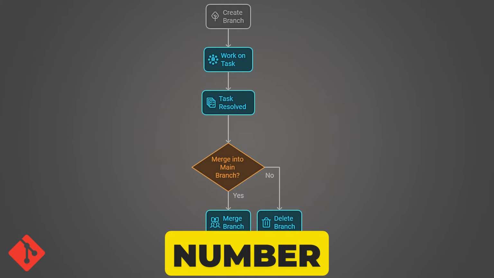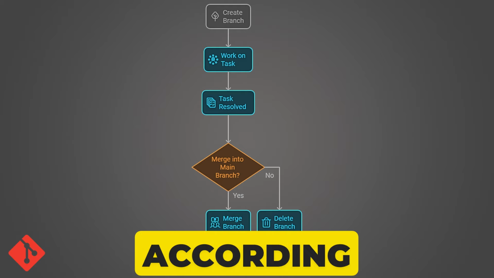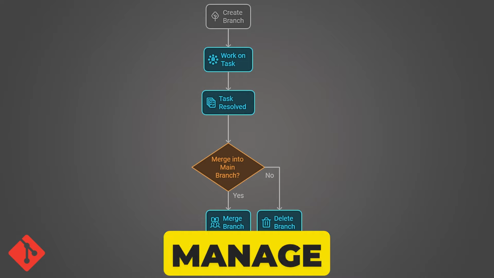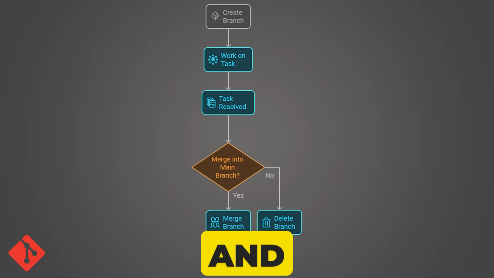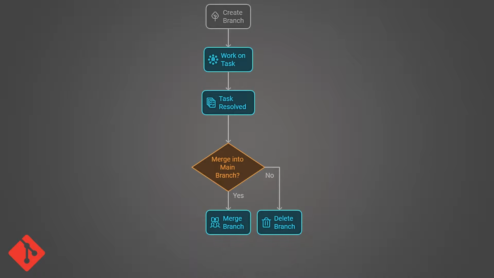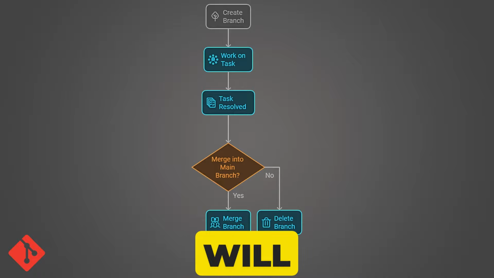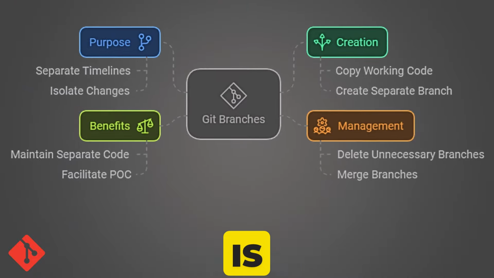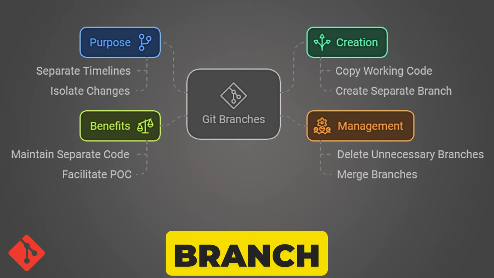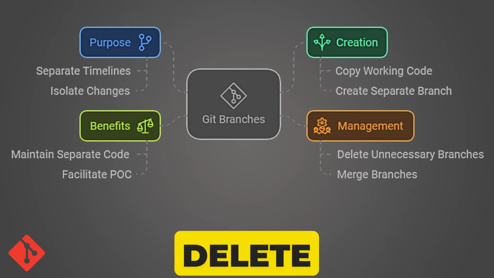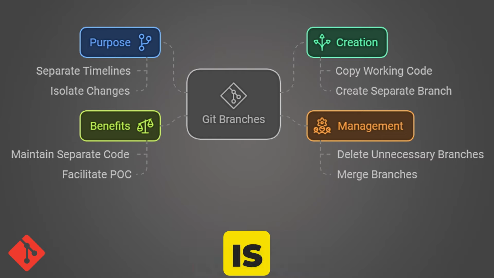We can make n number of branches, ticket-wise or date-wise, however we want to manage it. And these branches we can delete, and even merge later on. Every task gets its own branch. Once our task is resolved, we can merge that branch into the main branch, or delete it if we don't require it. So branching is a very essential part.